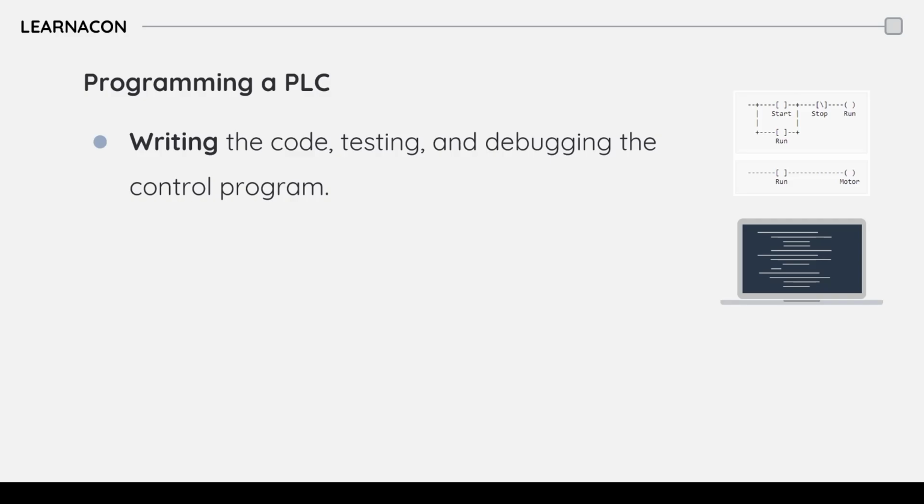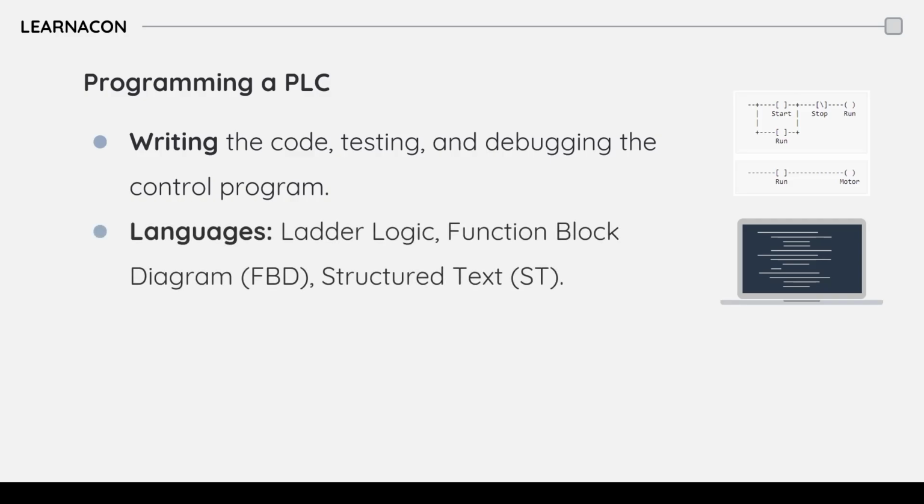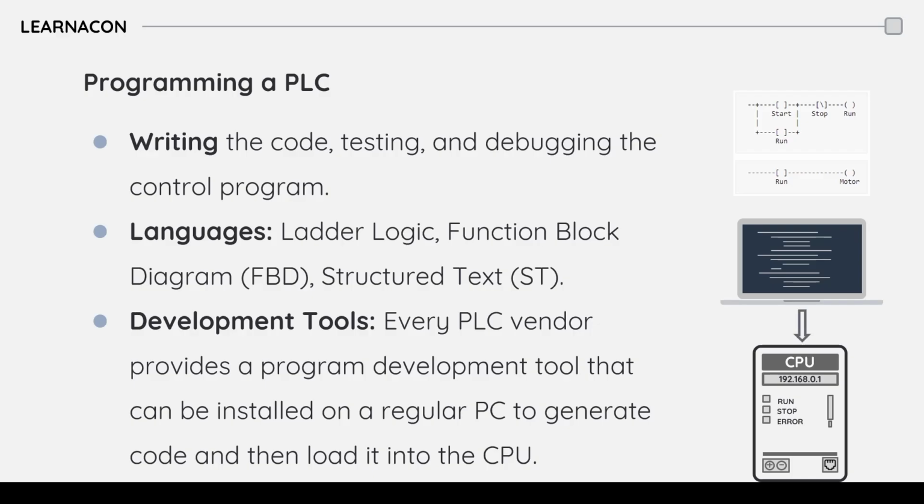There are a few different languages you can use for PLC programming. The most common ones are ladder logic, function block diagram, and structured text. Each has its own style and use cases. Every PLC vendor provides their own development tools. These tools can be installed on a regular PC, allowing you to write, test, and debug your code. Once everything is ready, you load the program into the PLC's CPU.